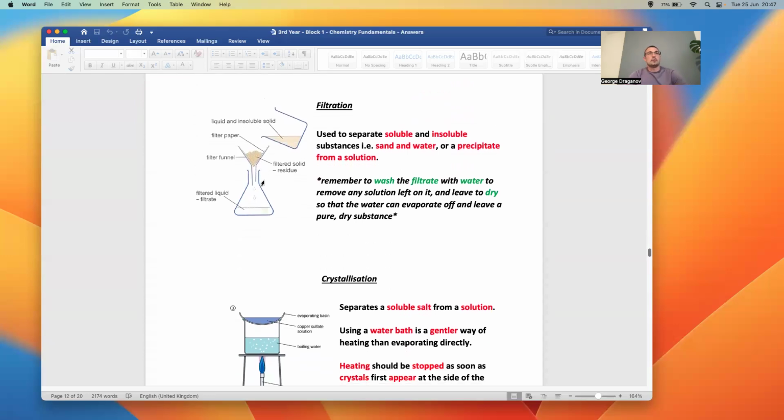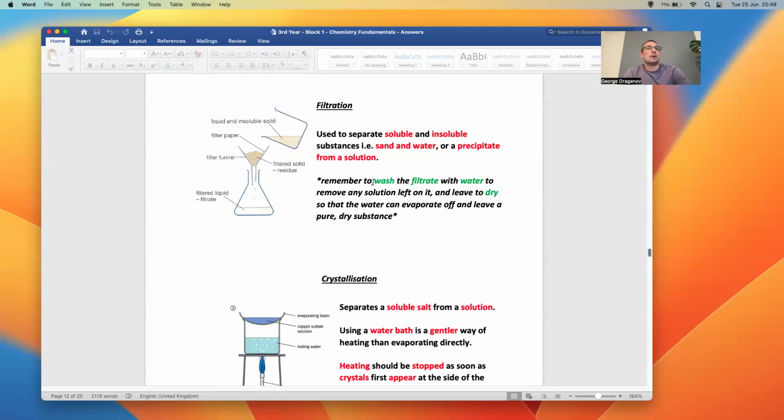Let's start with filtration. Filtration can be used to separate an insoluble substance from something soluble. So for example, sand does not dissolve in water. So if you have sand and water mixed together, you can simply pour your mixture into a filter funnel with a filter paper and collect the solid as a residue in the filter paper. So this is called a residue, and this is called the filtrate. The filtrate is the stuff that goes through, because the particles are small enough to pass through the filter paper, whereas the insoluble substance particles are too big to pass through the filter paper.